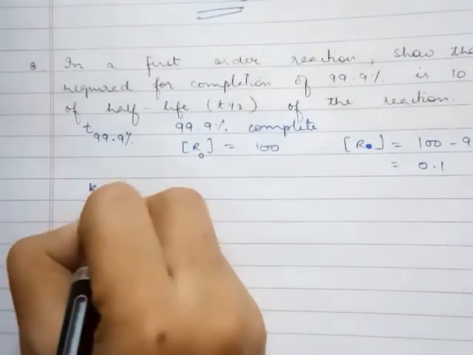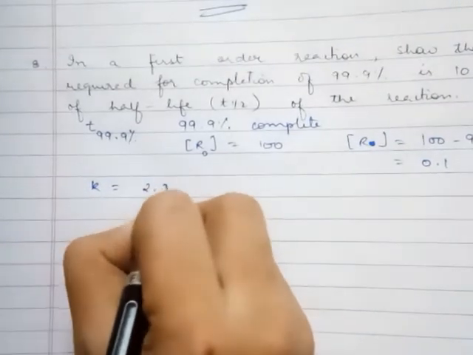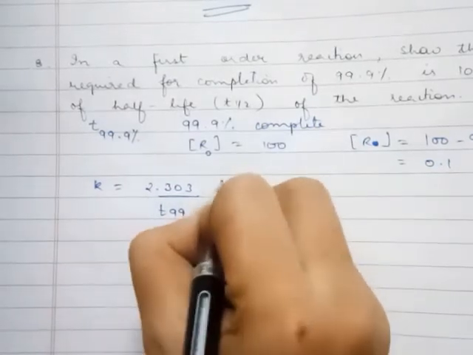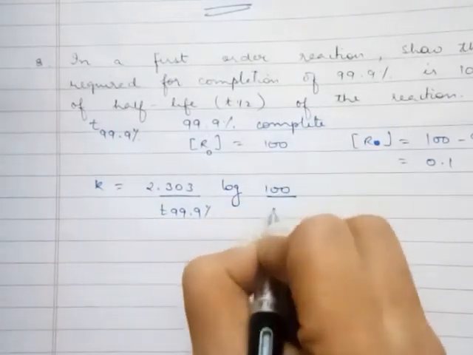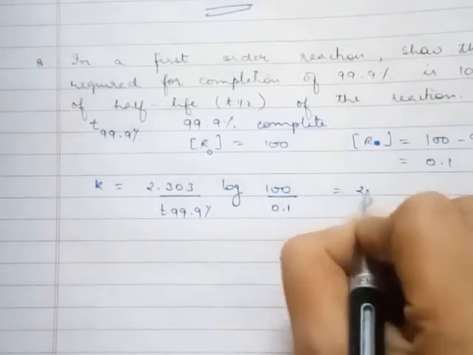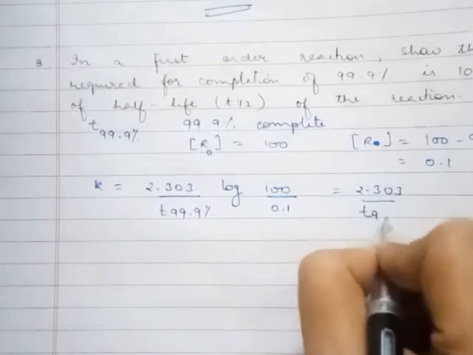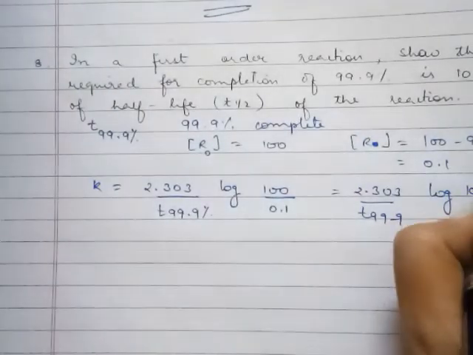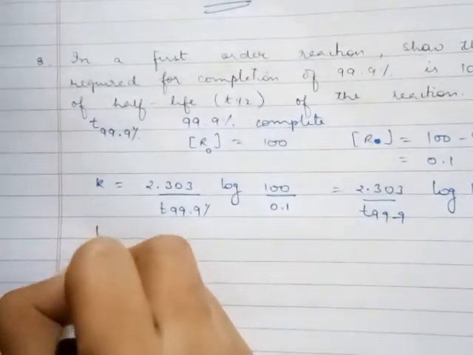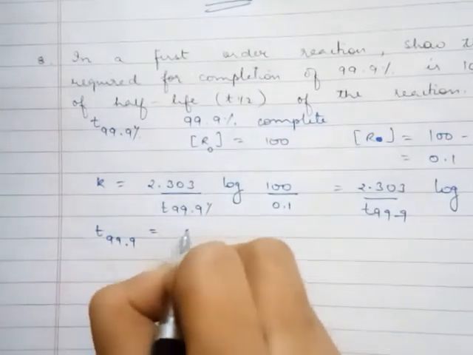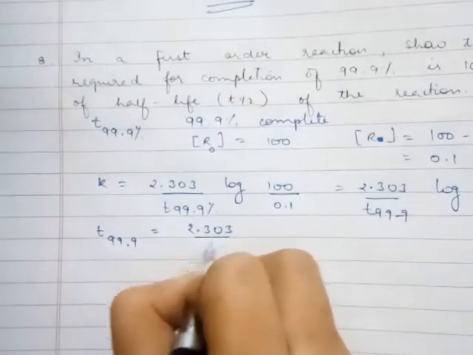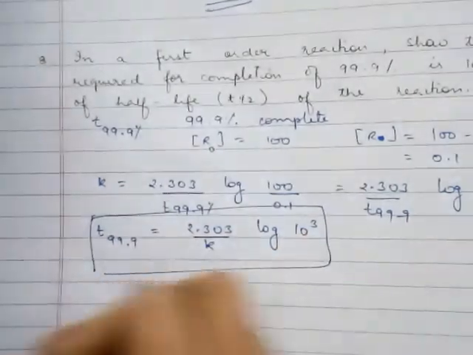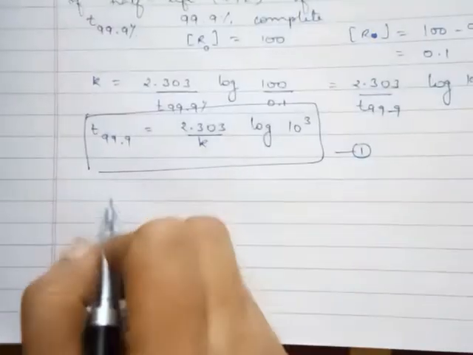So rate constant is equal to 2.303 by t 99.9% log 100 upon 0.1, that is 2.303 by t 99.9 log 10 to the power 3. तो हमें मिला t 99.9. You can write this as 2.303 by k log 10 to the power 3. ठीक है. ये t 99.9 आ गया.